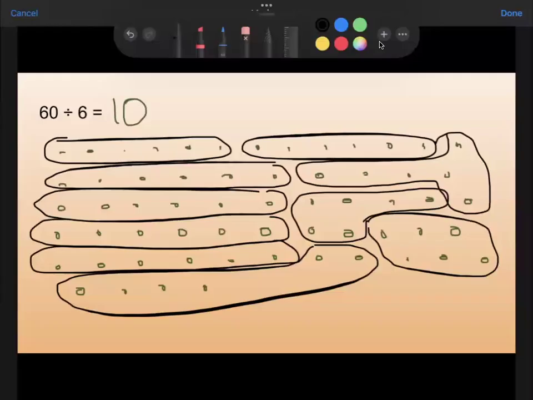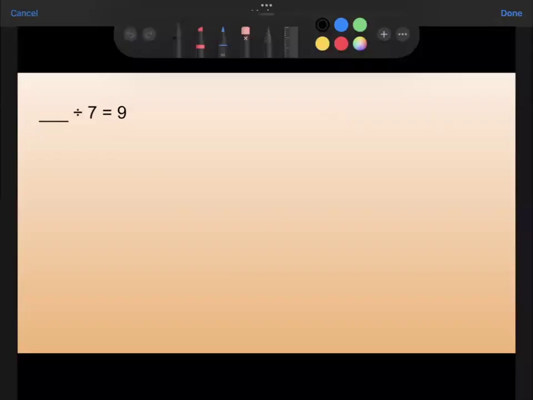So again, not the best strategy to use when you have a big amount of objects or a big starting number, but it still will help you get there. Okay, here is our next one.